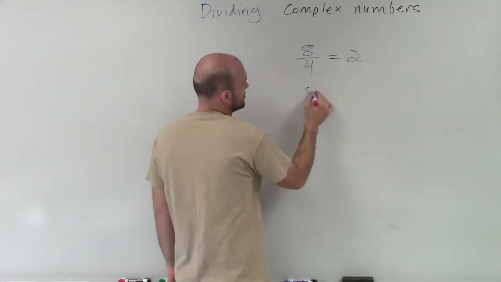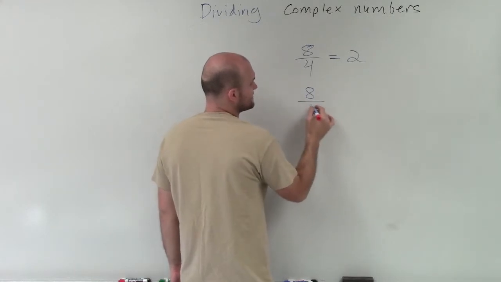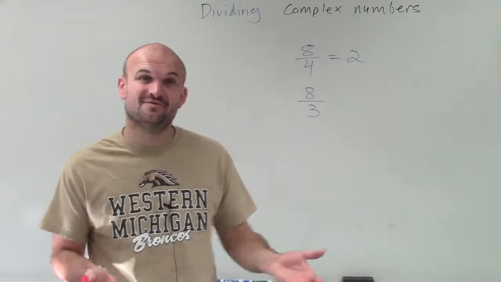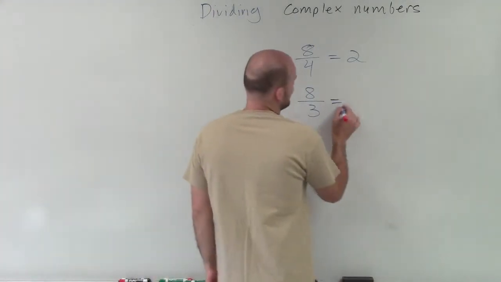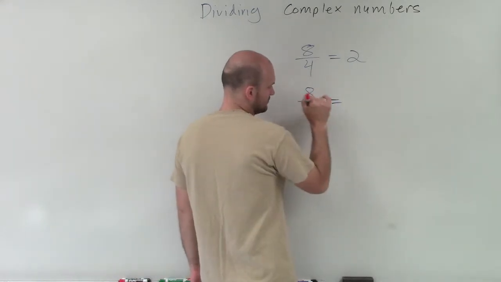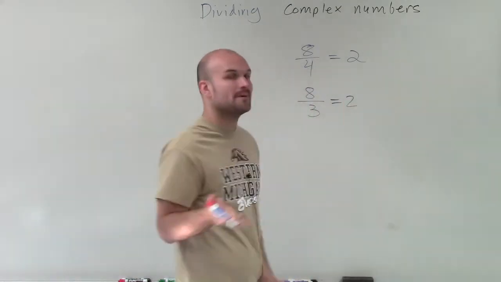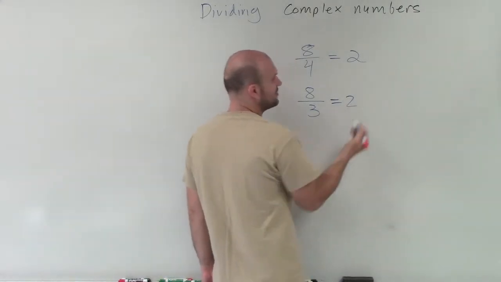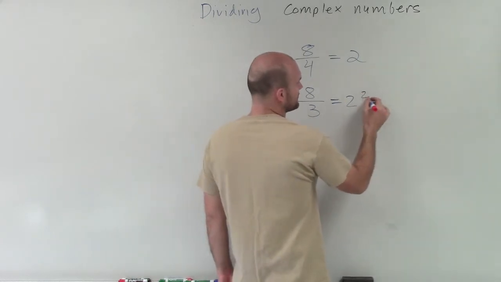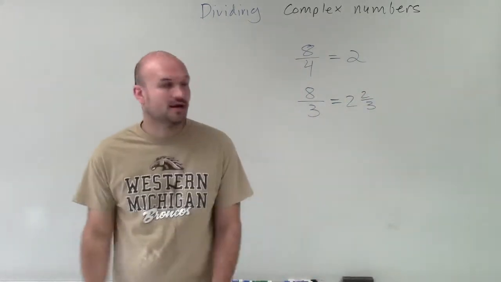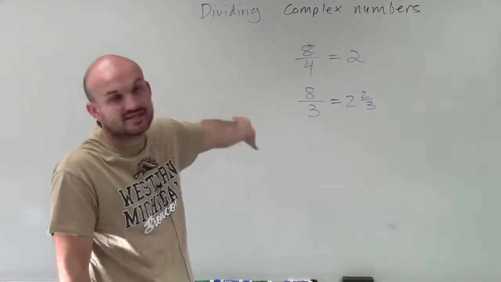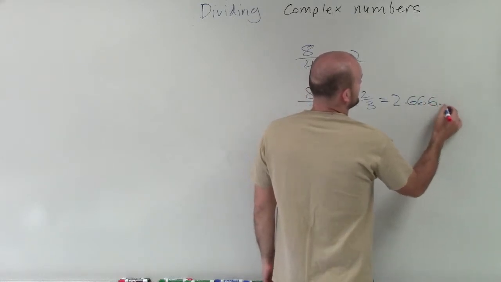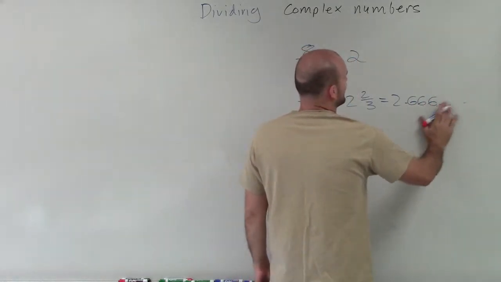Now, let's get a little bit more tricky. What if I have 8 divided by 3? Now, 3 does not divide into 8 evenly. It divides in 2 times, but then we have a remainder of 2. And so we could rewrite that as 2 with the remainder of 2/3, as a mixed number, or you could do a decimal version, which would be 2.666... that goes on and on and on forever.